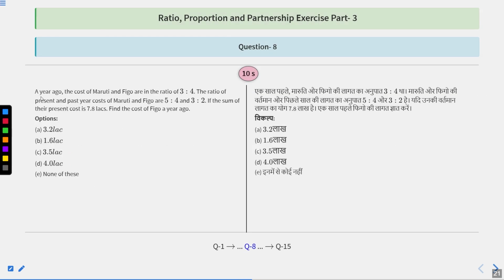Next question is, a year ago, the cost of Maruti and Figo were in the ratio 3:4. The ratios of present and past year cost of Maruti and Figo are 5:4 and 3:2. If the sum of their present cost is 7.8 lakh, find the cost of Figo a year ago. You have 5 options and 10 seconds to analyze the question. Your time starts now.